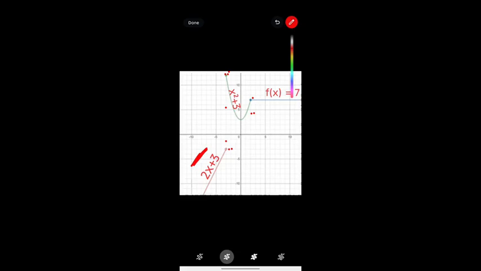And then for the other one, for 7, obviously this is x greater than or equal to 2. That's a piecewise function.